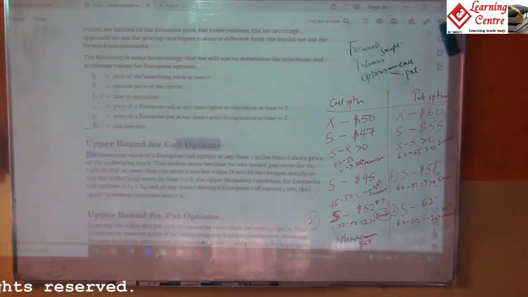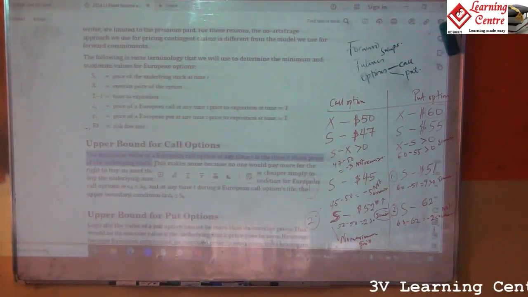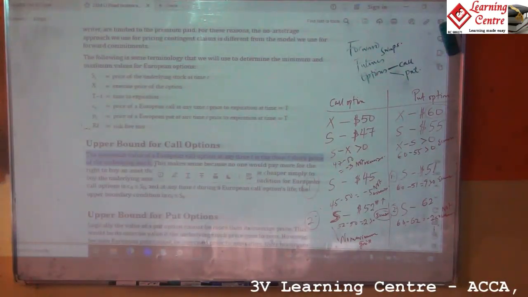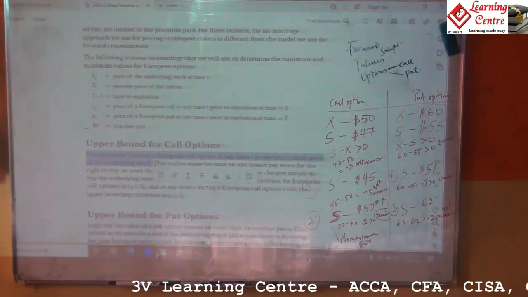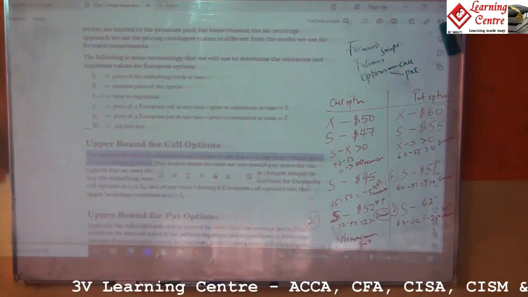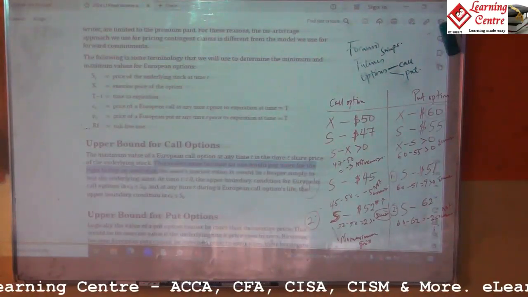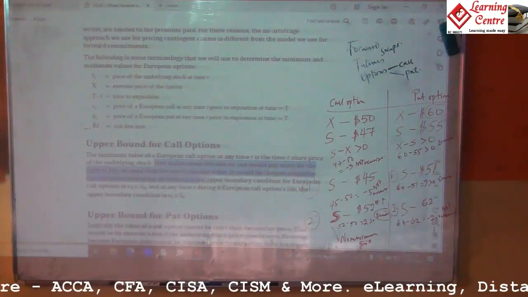The maximum value of a European call option at time t is the share price of the underlying stock. So if we look at the price today, it is the share price as at today. So if the share price keeps going up, that's the highest bound. This makes sense because no one will pay more for the right to buy an asset than the asset's market value, which we have said. It will be cheaper simply to buy the asset.